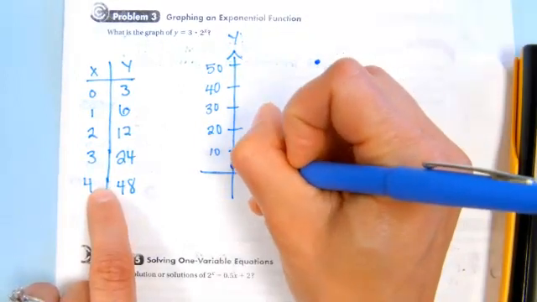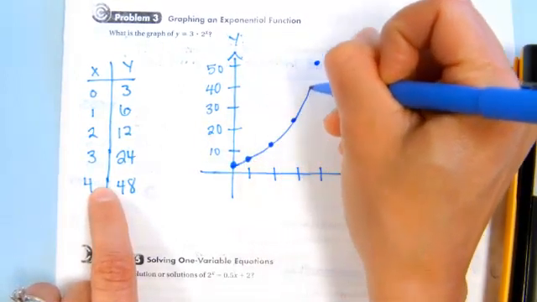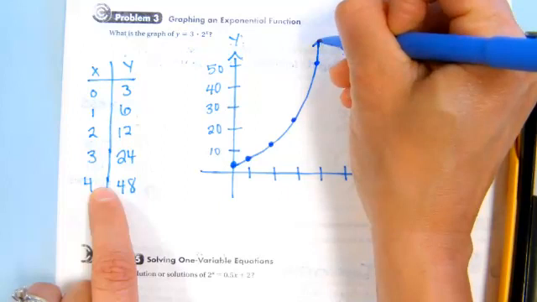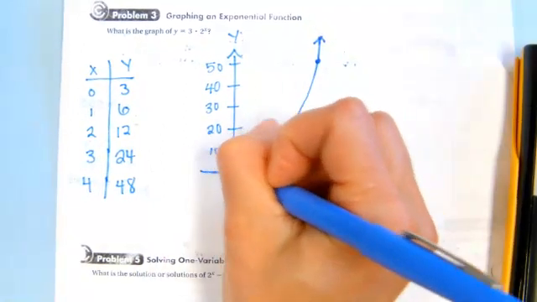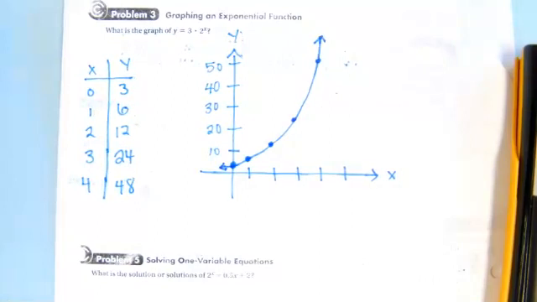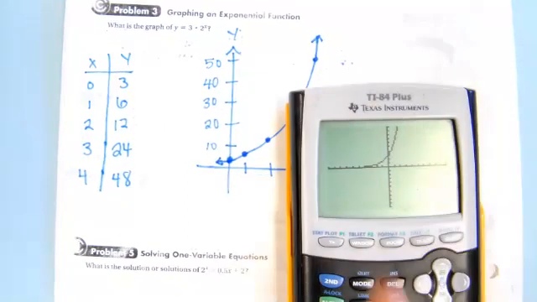And then you want to connect them because it's a continuous graph. And it's going to continue like that. And it's also going to continue this way, like that. And that is the most accurate graph, right? This would be just a sketch.